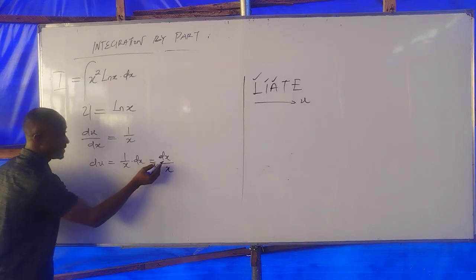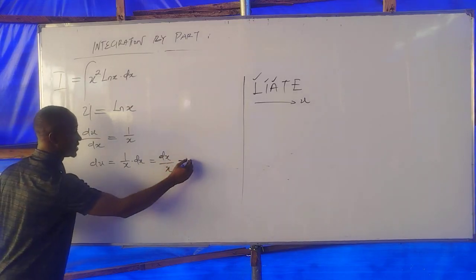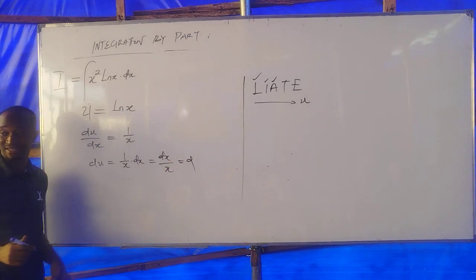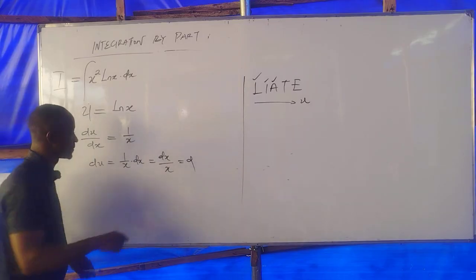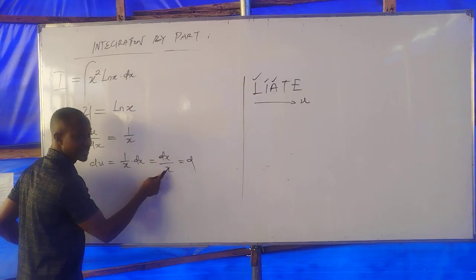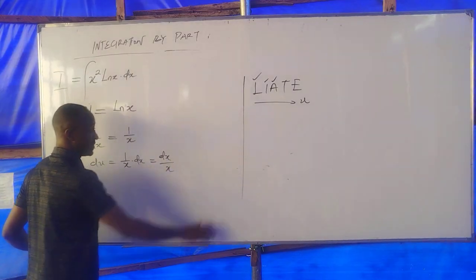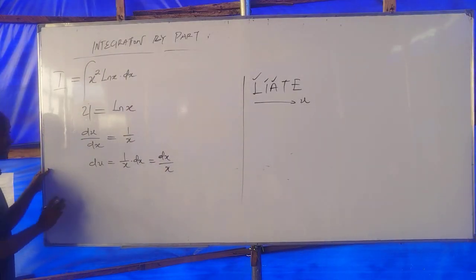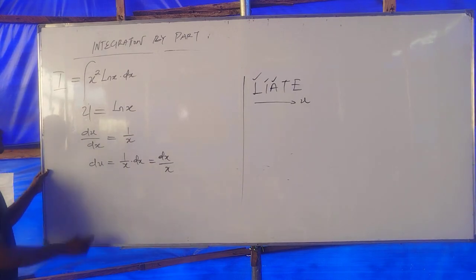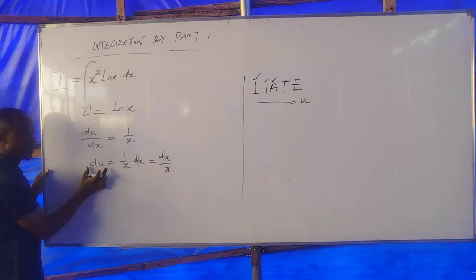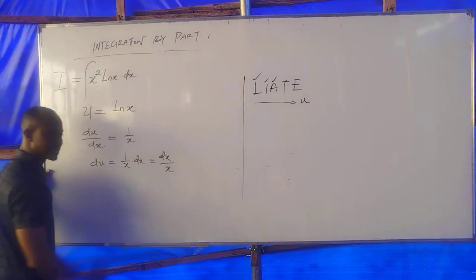Don't come and start saying x cancel x, you know the answer is d. And do not say that. I do not teach you that. Don't divide x by x to get d. Are you following somebody? This is a mathematical error. It's not possible. Okay, now we have gotten our du, which is dx over x.